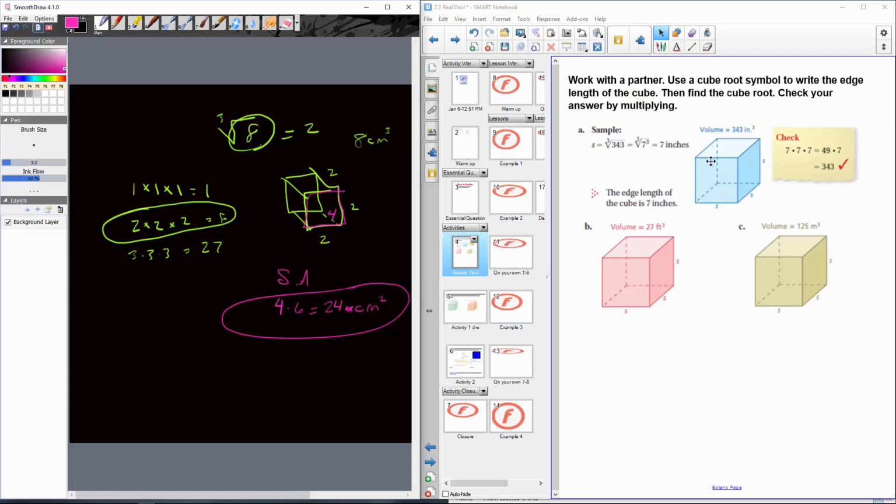For this one, it takes 343, and what times what times what? Well, it'll be 7. This one here is what times what times what equals 27? Well, that equals 3. I figured that out before. So each side length is 3. For 125, it would be 5 times 5 times 5.